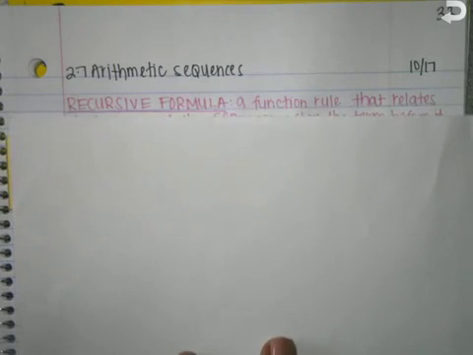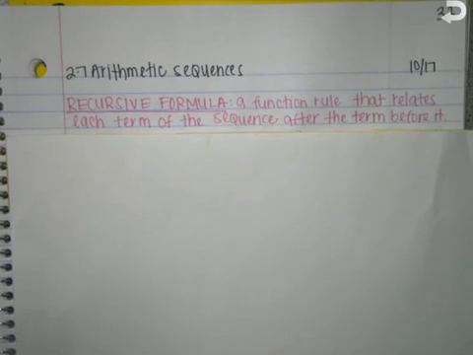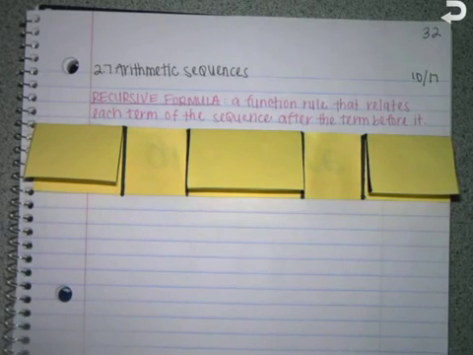And then we're going to start with what we call the recursive formula. So the recursive formula is a function rule that relates each term of the sequence to the term before it, which should make sense. Re means what? Again. So recursive means that I have to go back to the previous term. So write that definition for me, and then we're going to add something to our notebook. So this is what it should look like.